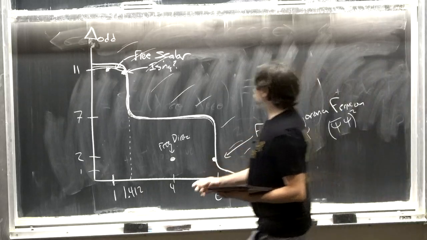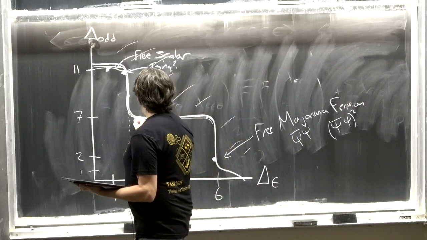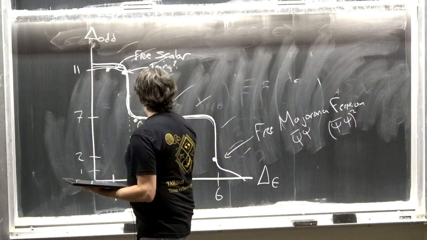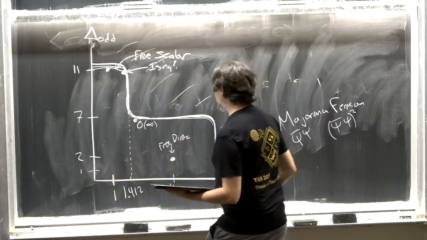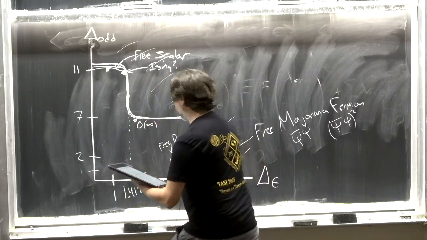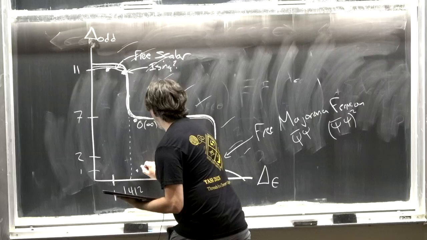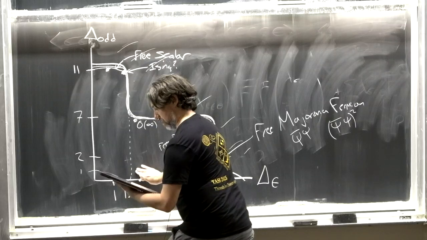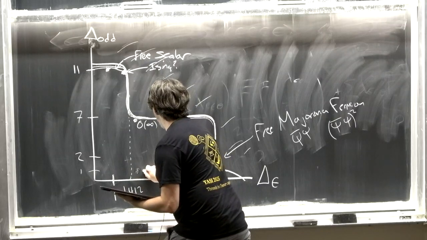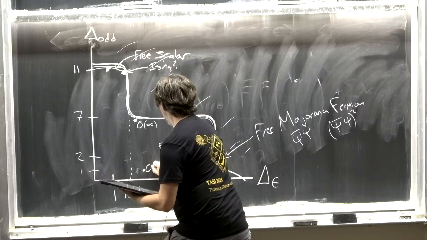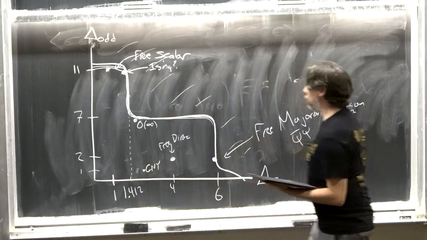You can find other models in this space, like the O(N) models in the large N limit go to this point. There are these fermionic theories that live kind of down here. These Gross-Neveu-Yukawa models live down here.